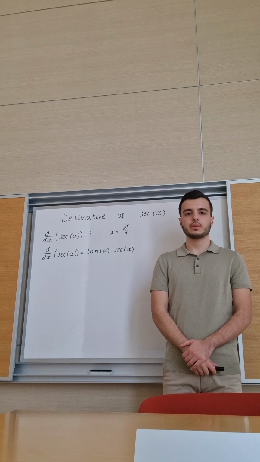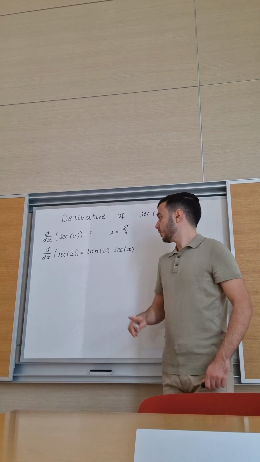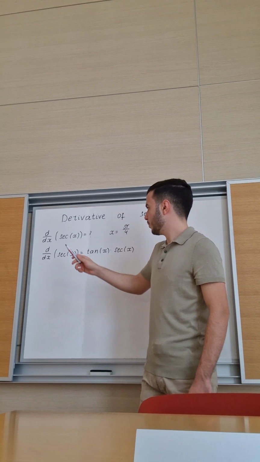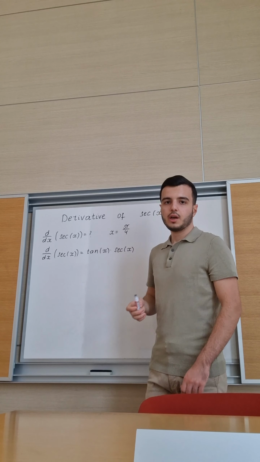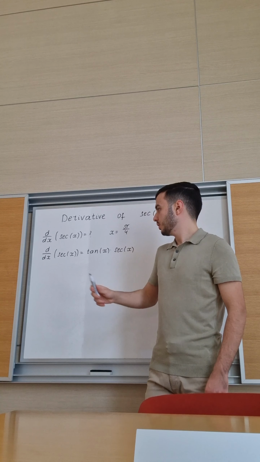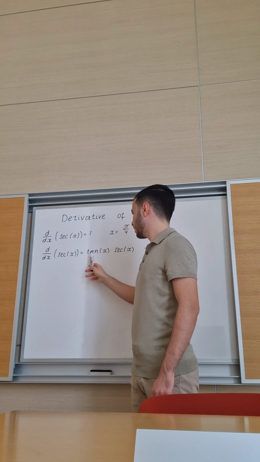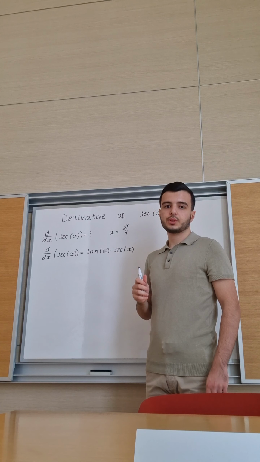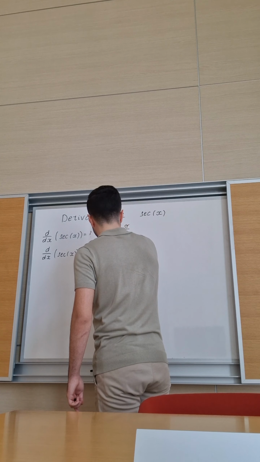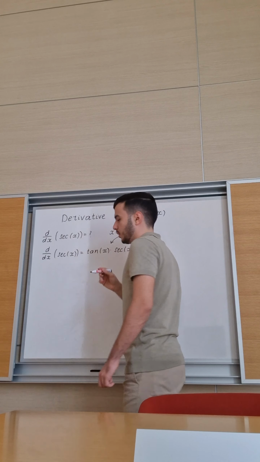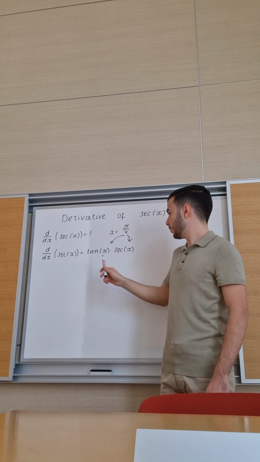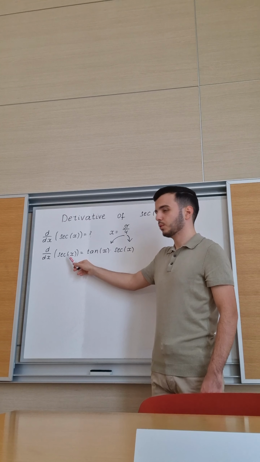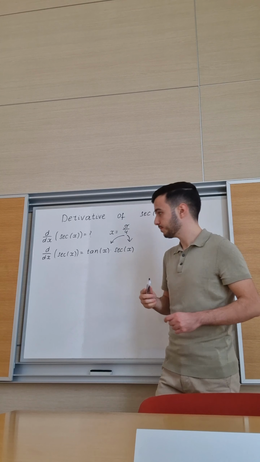Let's plug in some numbers to see how this works. Say x is π over 4. We have to find the derivative of secant of x. As we have already learned in this lesson, the derivative of secant of x is tangent x multiplied by secant of x. Instead of x, we substitute π over 4. We find tangent π over 4, secant π over 4, and then multiply them in order to find the derivative of secant of x. Let's start writing.